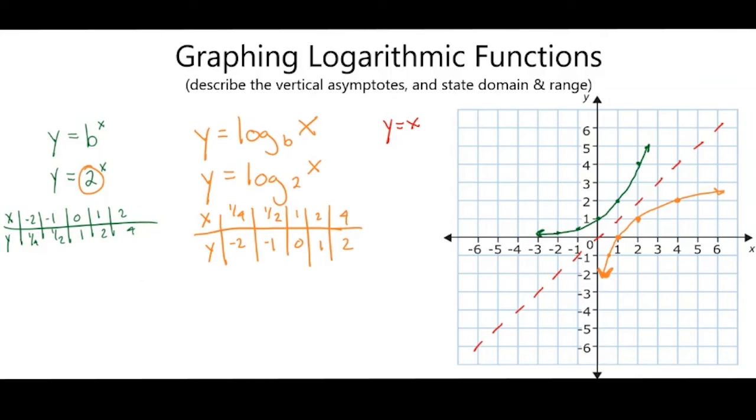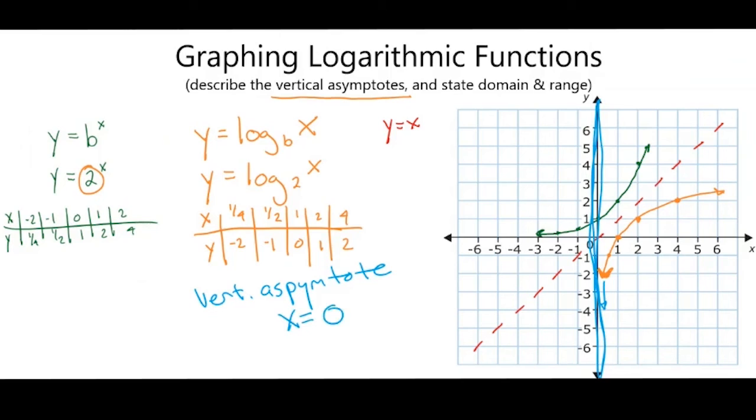Now, they need us to describe the vertical asymptote. So the vertical asymptote will be the one that goes up and down. And this one looks like the line is approaching x equals 0, which is the y-axis here. So my vertical asymptote is x equals 0.